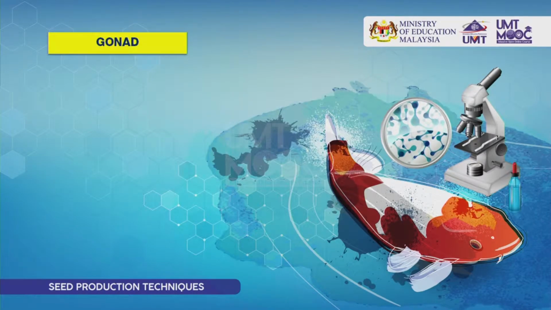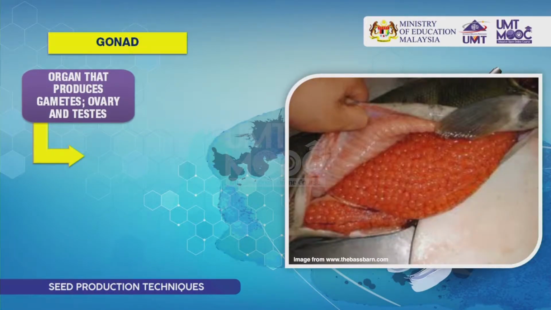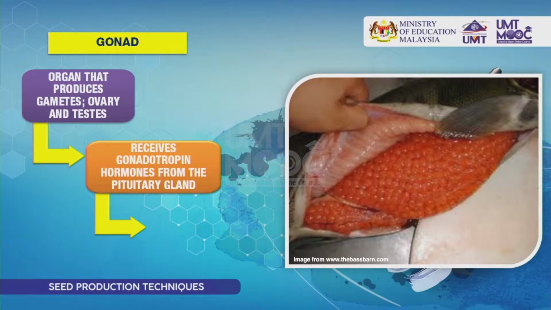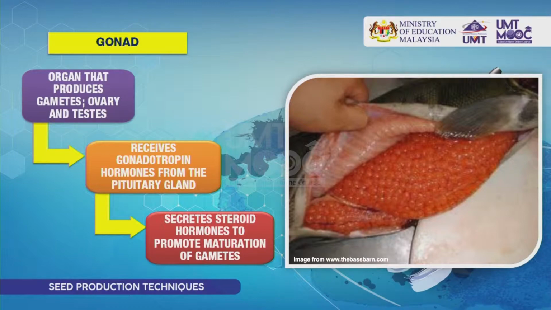The final chain of the hypothalamic-pituitary-gonadal axis is the gonad. It is the organ that produces gametes, ovary or testes. The gonad receives gonadotropin hormones from the pituitary gland such as follicle-stimulating hormone and luteinizing hormone. And the gonad secretes steroid hormones to promote maturation of gametes such as estradiol, testosterone, and maturation-inducing hormone.